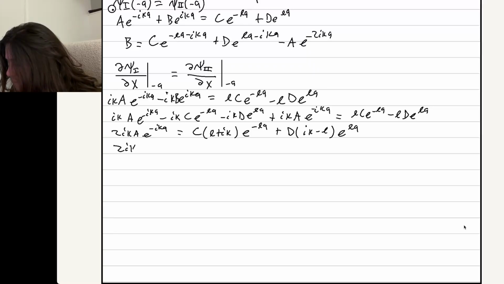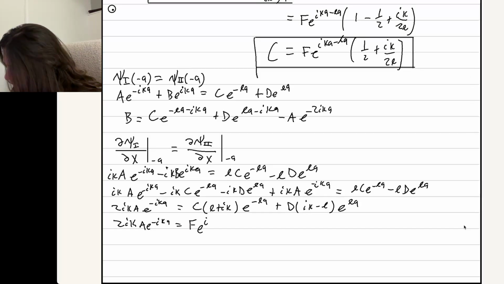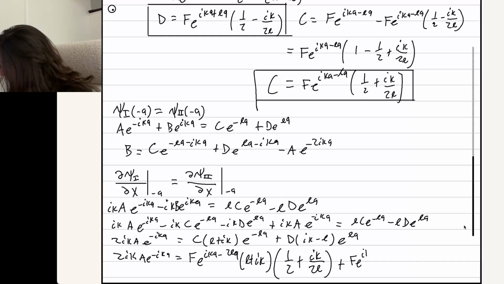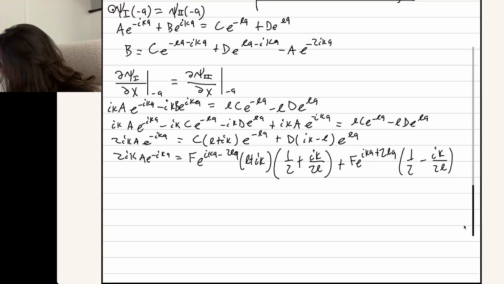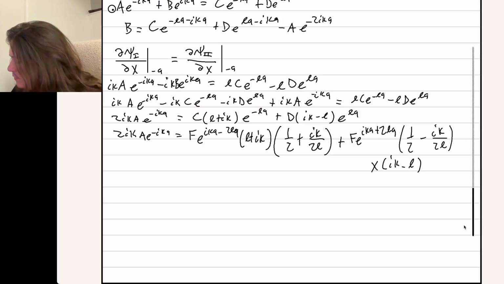Now we plug in what we boxed before for C and D on the right hand side. So C was that, so we have F e to the ika minus 2la, L plus ik times 1/2 plus ik over 2L, right? And then the D term had a similar looking thing. It's now F e to the ika plus 2LA, and then times the term which comes from the other boundary conditions, and then that last term times the ik minus L thing, which we just got. Yeah, the equation's already getting a little bloated.